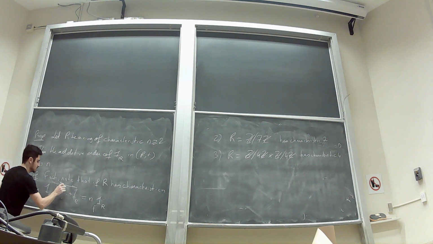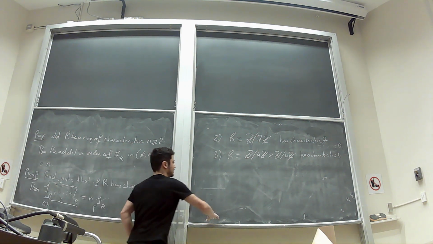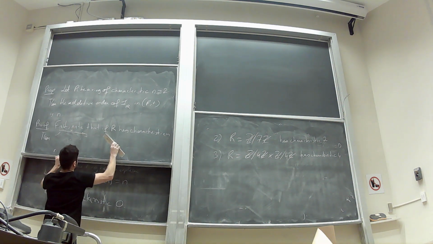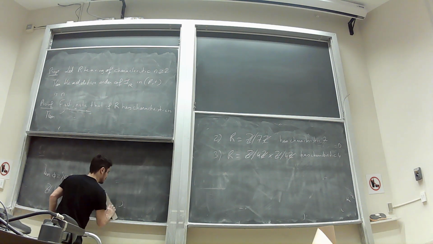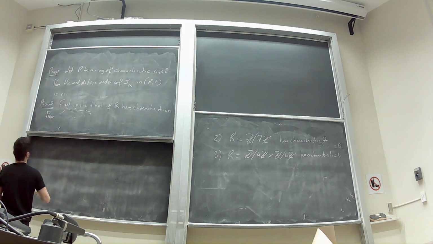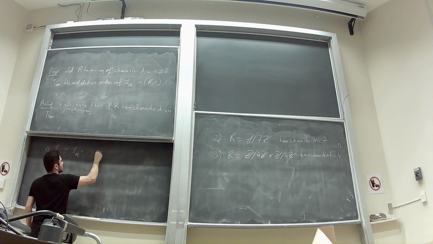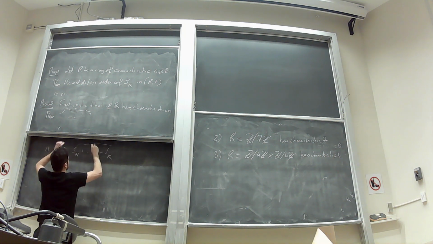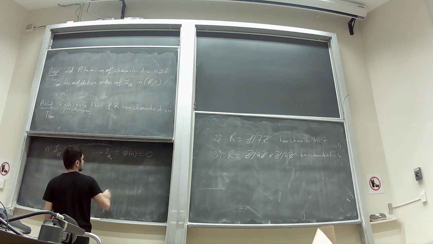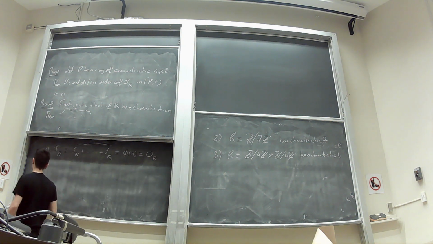Let me write this down here. Then 1 has finite order. Then n times 1R, which is 1R plus 1R n times, which is just phi of n, is equal to 0. So 1R has finite order.